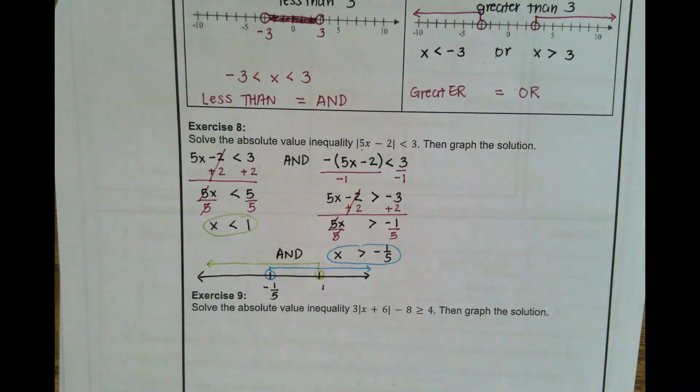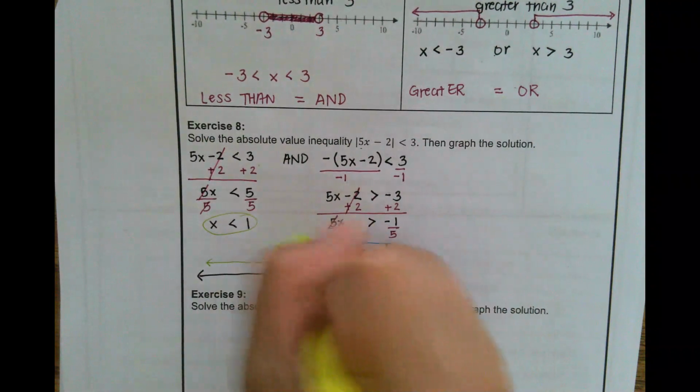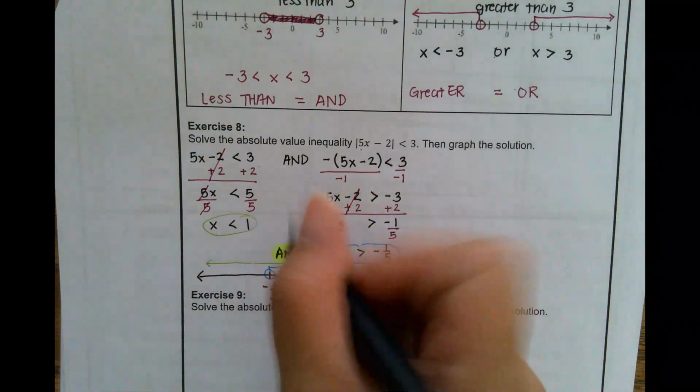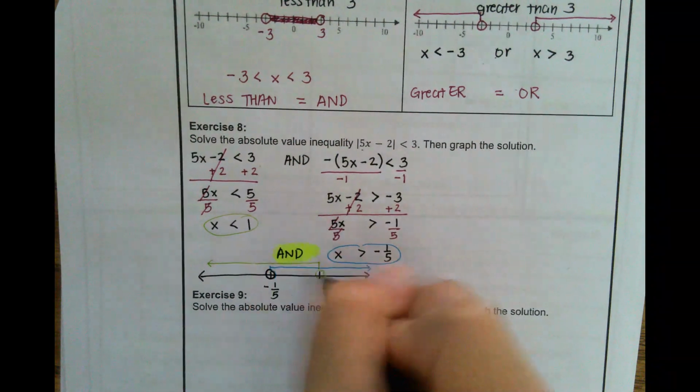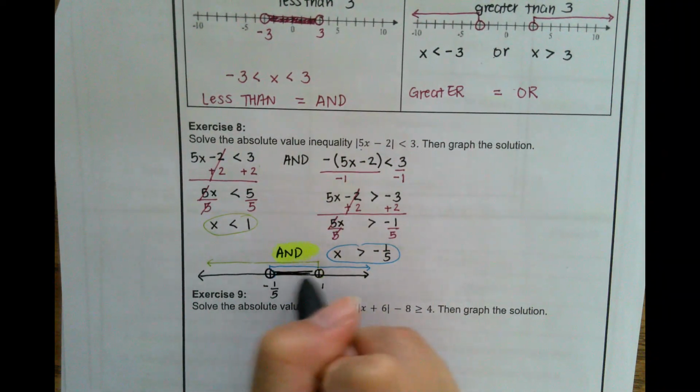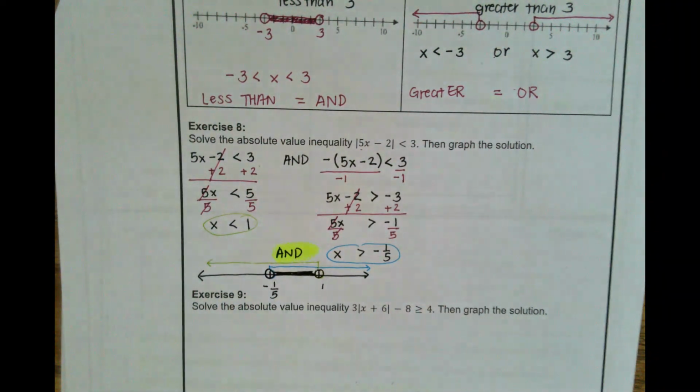Okay, however, remember, this is an "and" inequality, which means I want where they overlap. If it's "and," I want where they overlap. And so here, my actual graph would be where the green and blue are. It'd be right here. Okay. So this is one way of solving it.